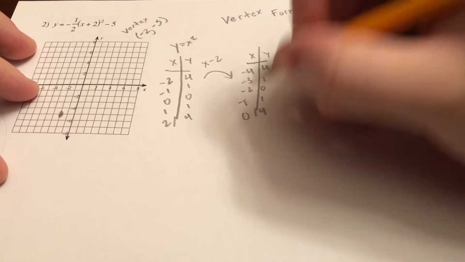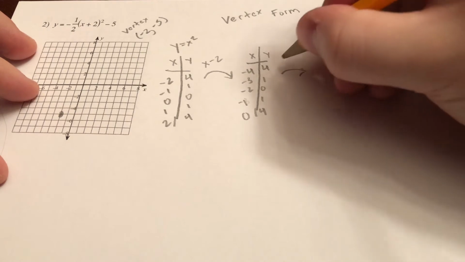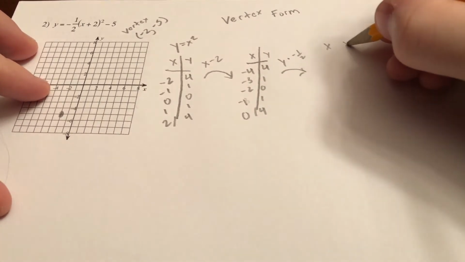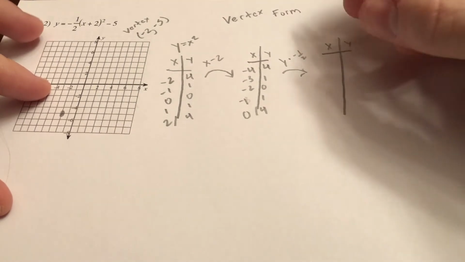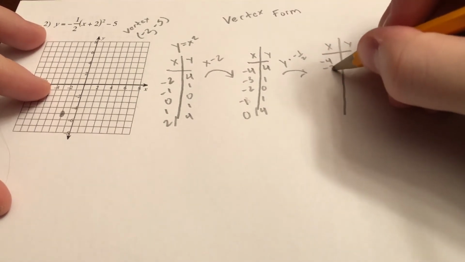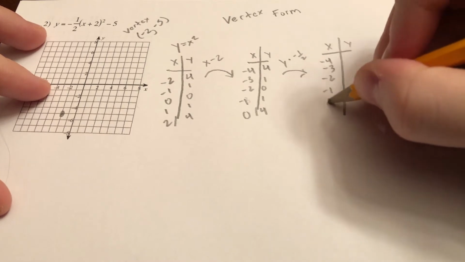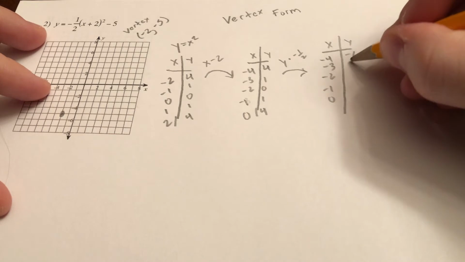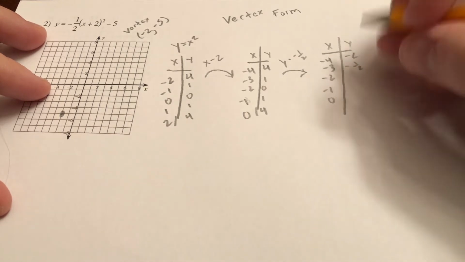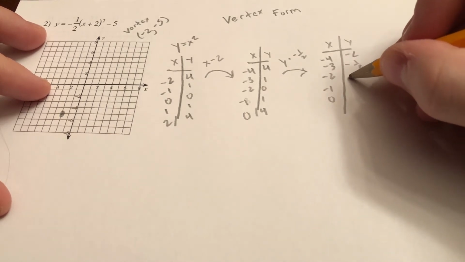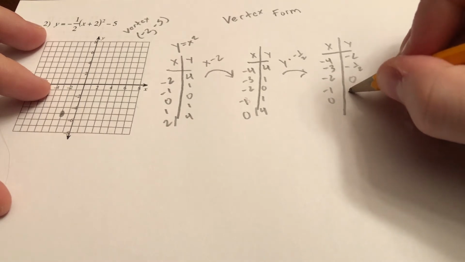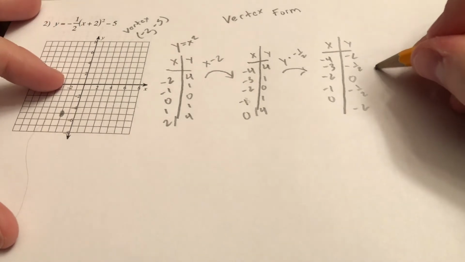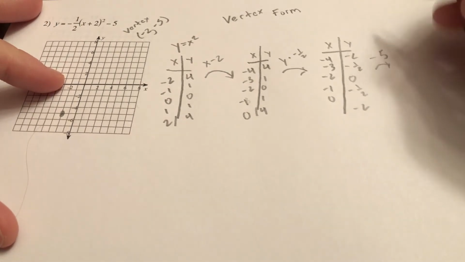Next thing I need to do is multiply the y values by -1/2. So I get x: -4, -2, -1/2, 0, -1/2, -2. The x values didn't change. And the last step we need to do is subtract 5 from the y values.